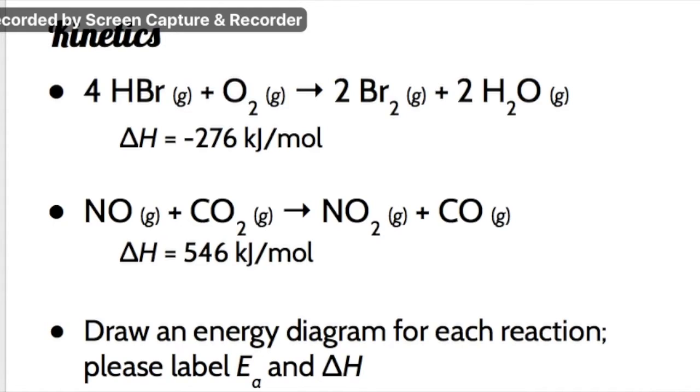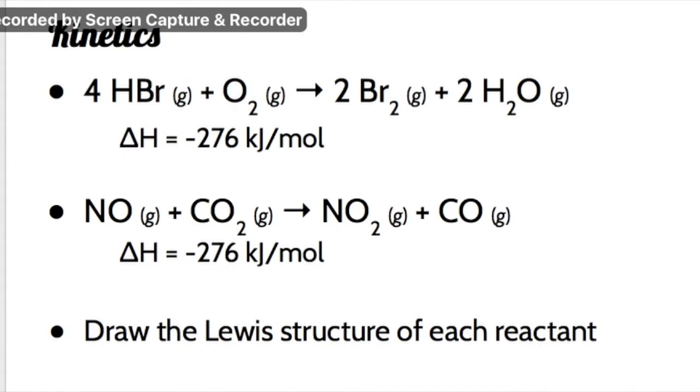okay, beautiful. Moving along, just to practice your Lewis structure drawing skills, I'm going to ask for you guys to draw the Lewis structures of all of these compounds.